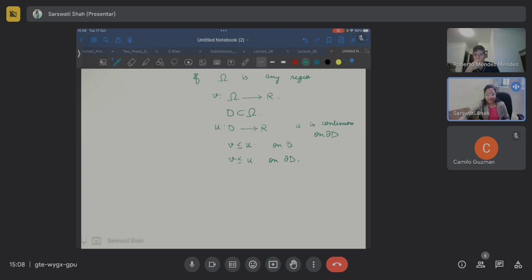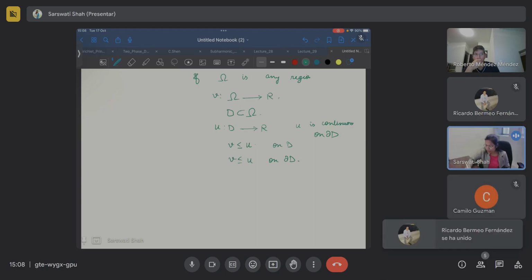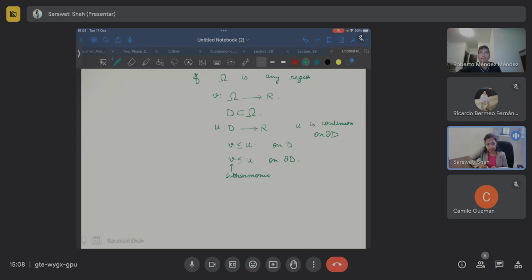In that case, we will call that V is a subharmonic function. So, what is the property?